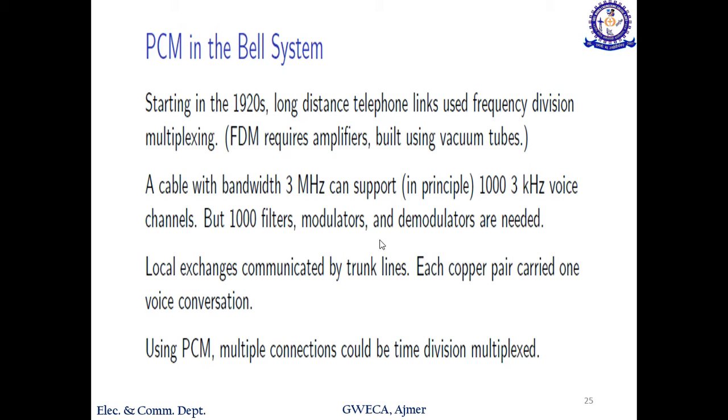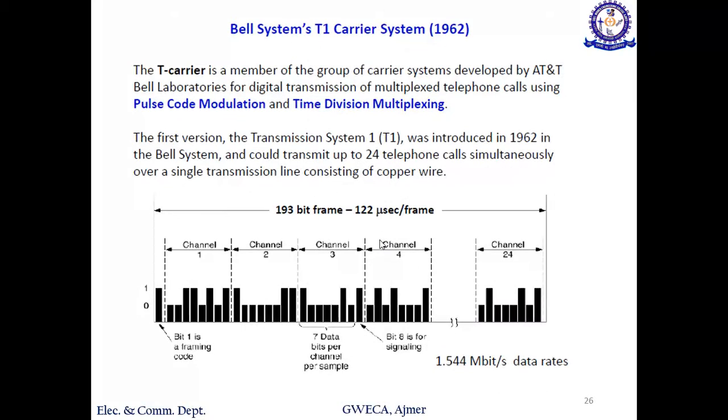Local exchanges communicated by trunk lines. Each copper pair carried one voice conversation. Using PCM, multiple connections could be time division multiplexed. So the new technique is time division multiplexing. This is Bell's T1 carrier system, which has 24 channels.